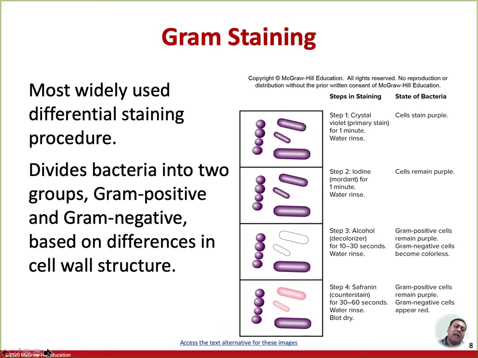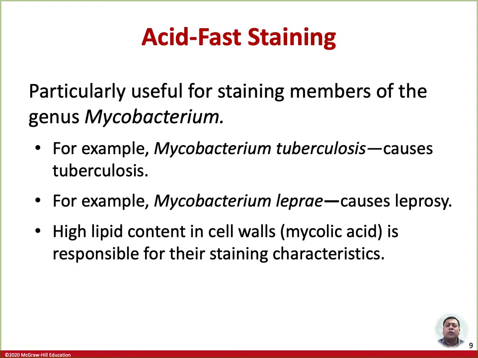Gram positive and gram negative are the two different cells that we group them into. The next part, we are going to talk about acid-fast staining. Acid-fast staining is another important differential staining procedure and can be used to identify the Mycobacterium genus. Mycobacterium tuberculosis or Mycobacterium leprae are deadly organisms.